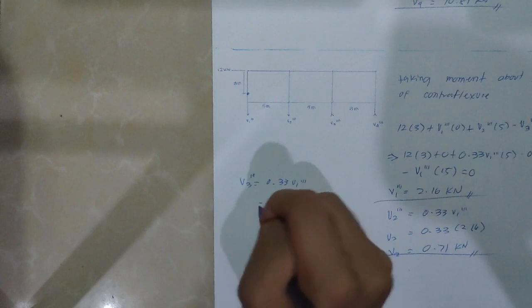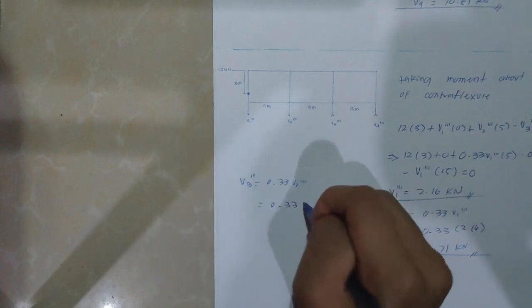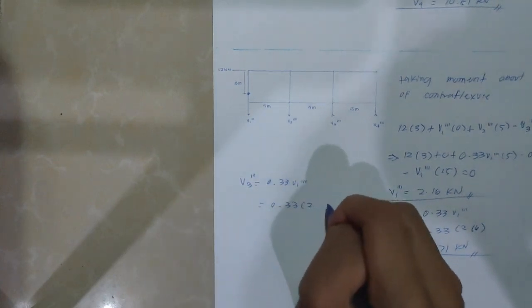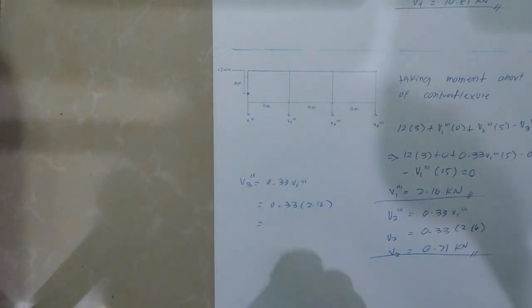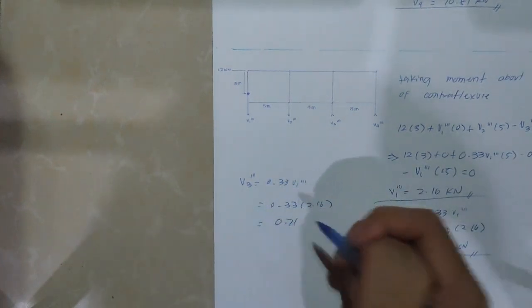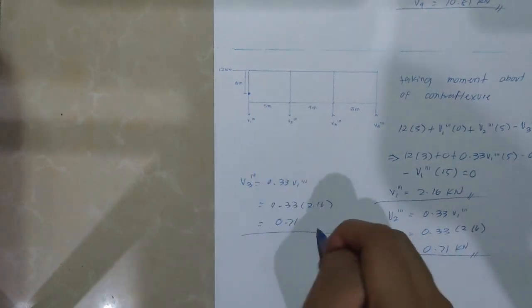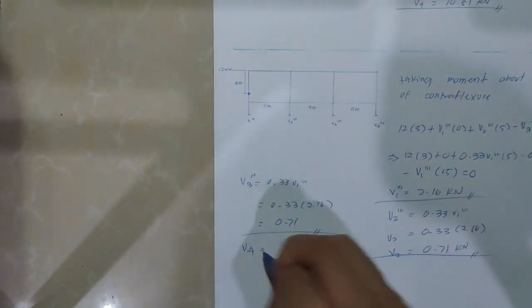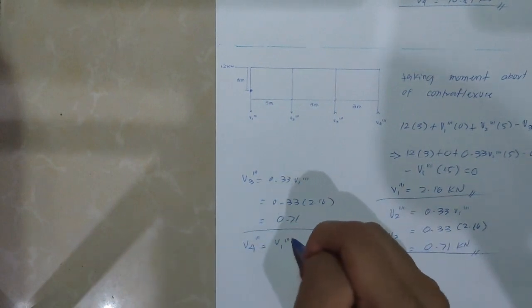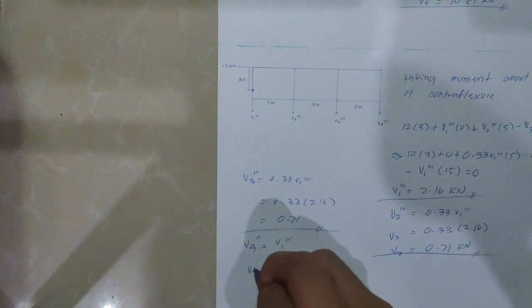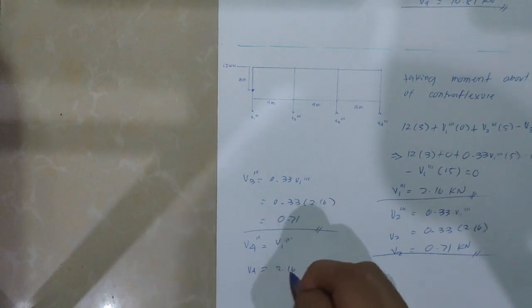So V2 is equal to 0.33 times 2.16, which is equal to 0.71. Then V4, which is equal to V1, so V4 is equal to 2.16.